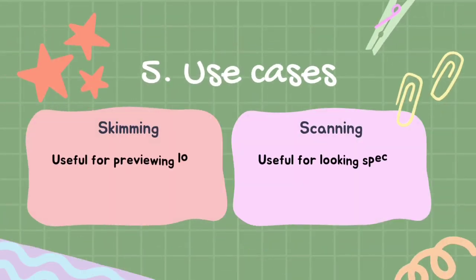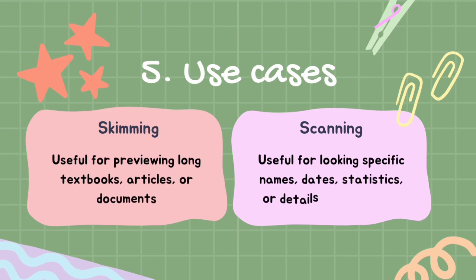Here is the last difference between skimming and scanning, which is use cases. Skimming is very useful if we want to preview long texts, articles, or documents, or when we want to review news articles, magazines, or web content to decide if they are relevant to our needs. Scanning is very useful if we want to look for specific names, dates, statistics, or details in a document, such as searching for references in a bibliography or finding a specific section in a manual.